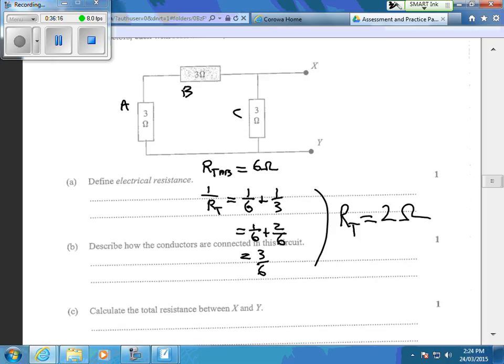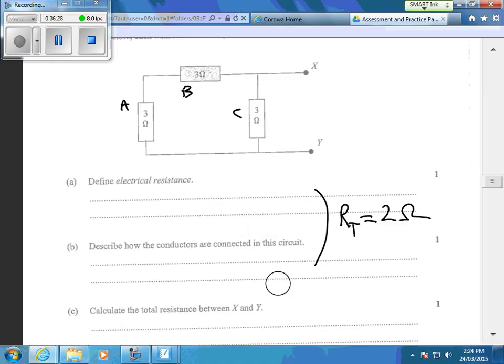Well, that is 1 on R total. So you have to inverse it, which is 6 on 3, and it gives the total of 2 ohms. Does that make sense, Marnie? I hope it makes a lot of sense, because you might have to answer one.